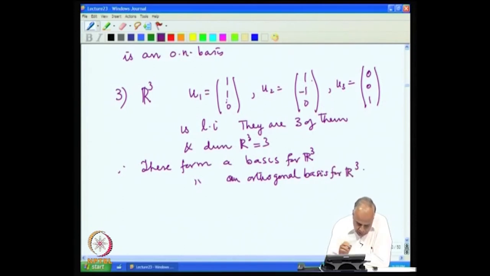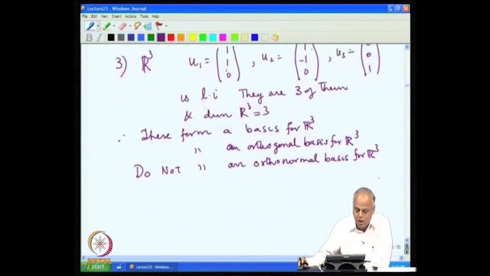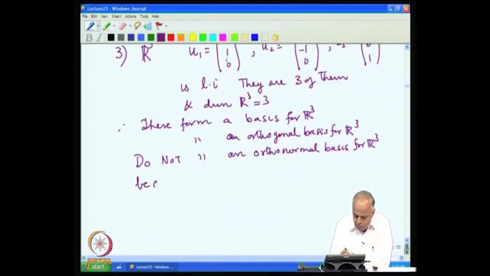For R3, they form an orthogonal basis for R3. However, they do not form an orthonormal basis because the normality condition is not satisfied. These vectors do not have length 1.